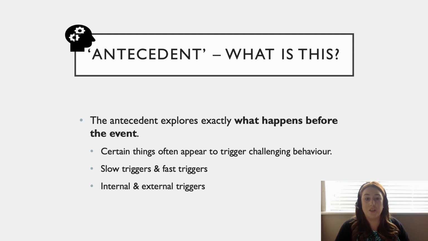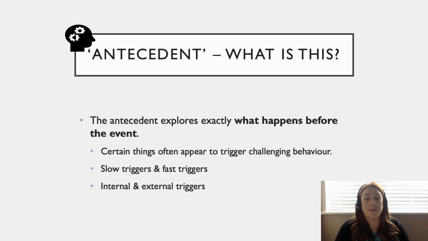There are slow triggers such as noise, lighting and smell. There are fast triggers, so changes to routine, communication, different approaches used. There are also internal triggers, so things such as pain, illness, anxiety. And there are also external triggers, so new staff, unfamiliar routine, and inconsistency.